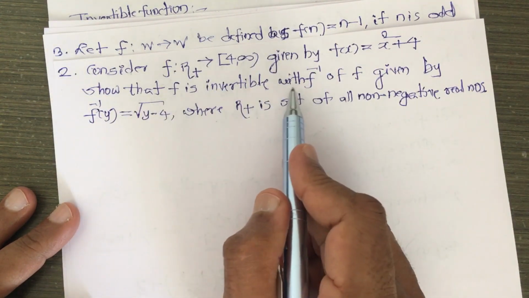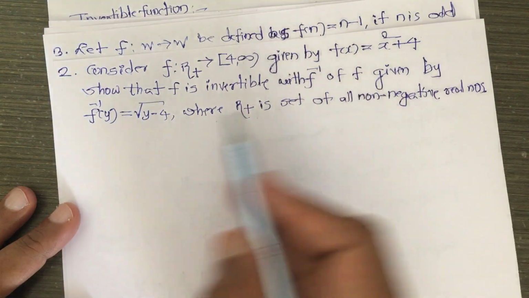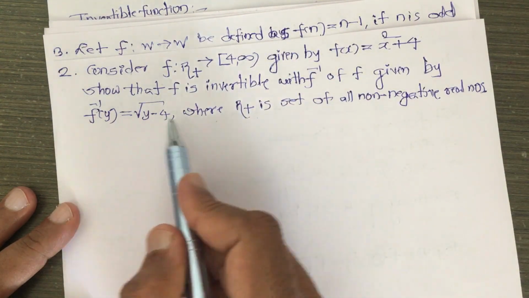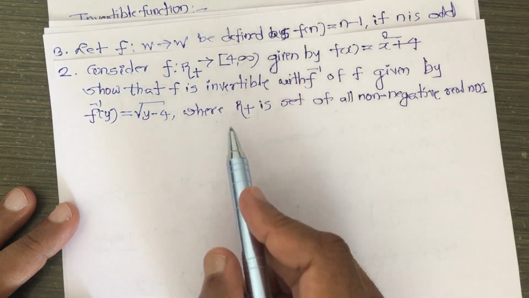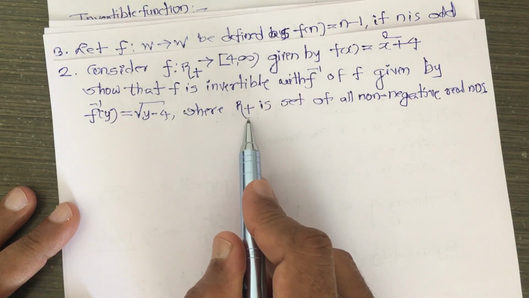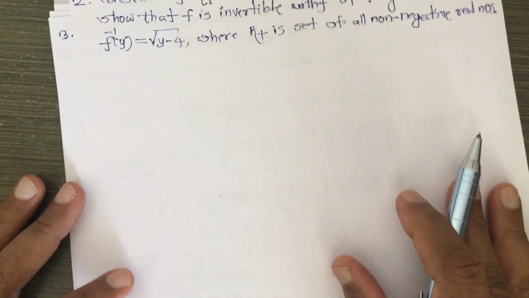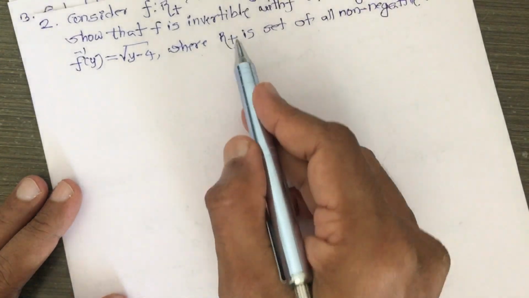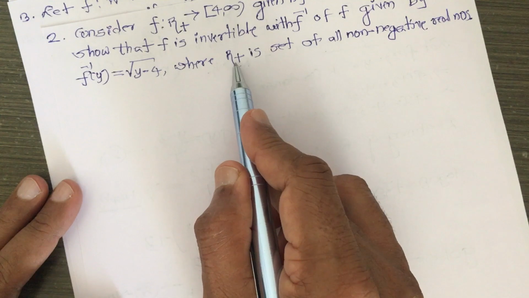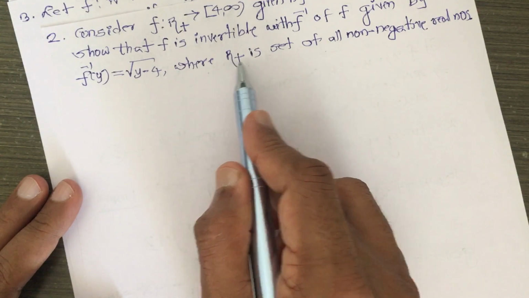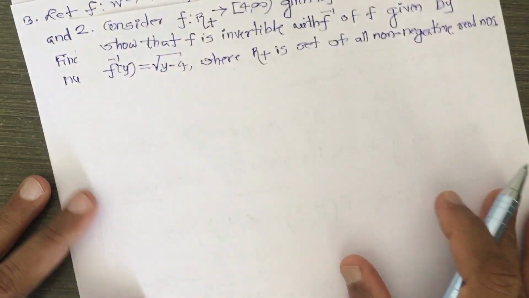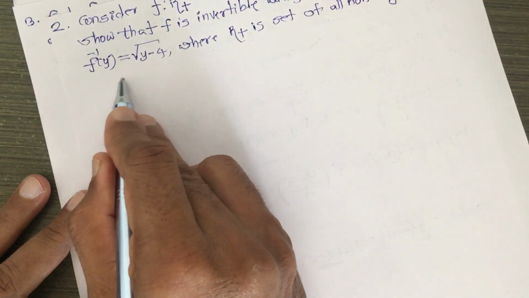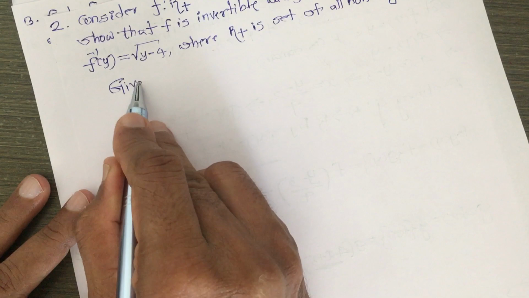Show that f is invertible with f inverse given by f inverse of y is root of y minus 4, where R plus is the set of all non-negative real numbers, meaning all positive real numbers including 0. It means there does not exist a negative real number in this R plus. 0 is there, all positive numbers are there, but negative numbers are not there. So, let us take here first, I write that as given.